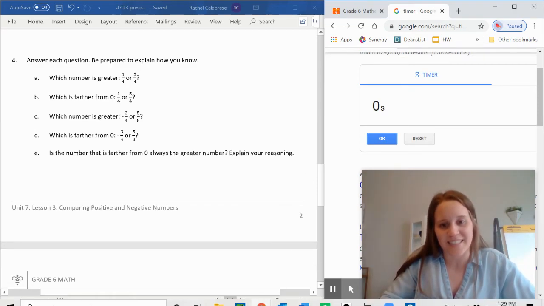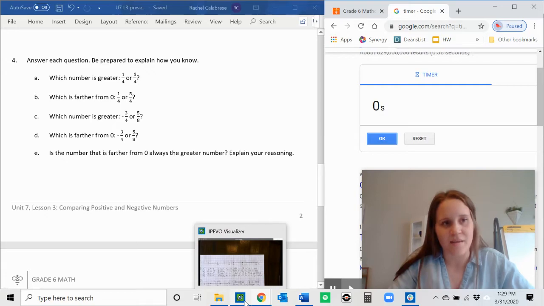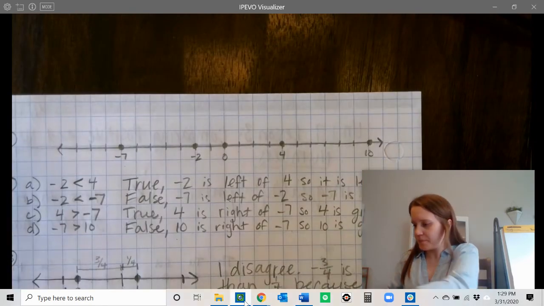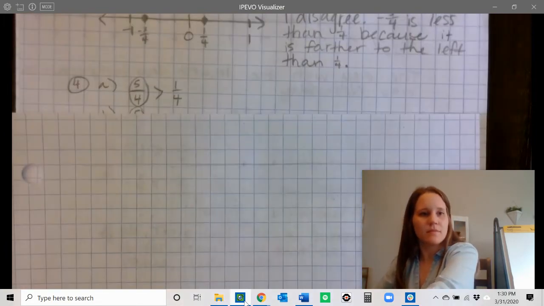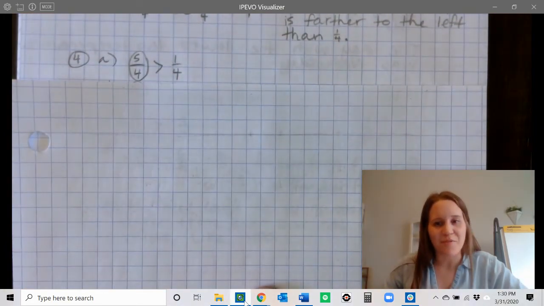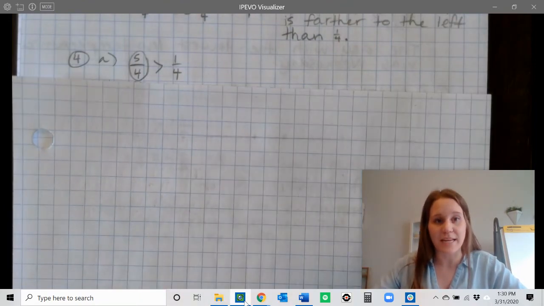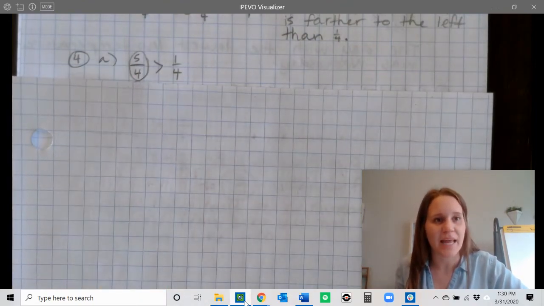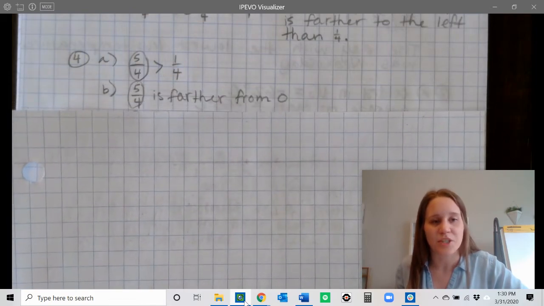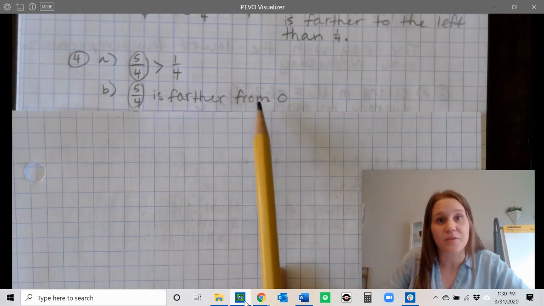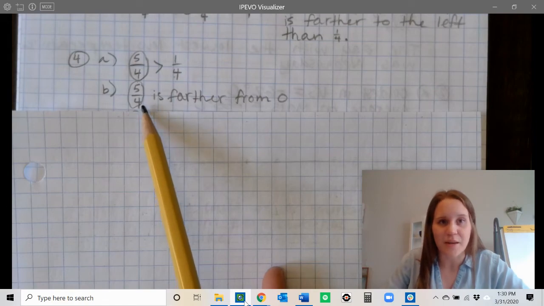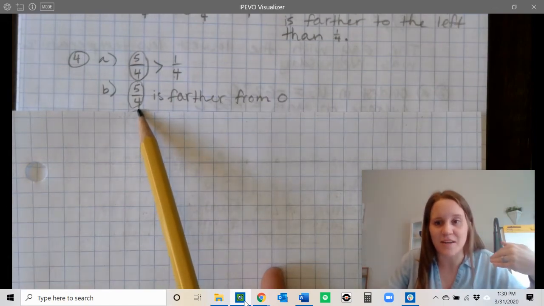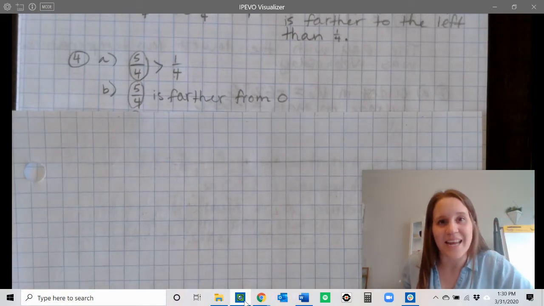All right, folks, let's review. The first question says, which number is greater, 1/4 or 5/4? Here's my thinking. I said that 5/4 is greater than 1/4. Remember, greater means farther to the right, and 5/4 is farther to the right on a number line. B, the question said, which of those two numbers, 5/4 and 1/4, is farther from 0? 5/4 is farther from 0. This is just review of elementary school number line stuff to make sure you've still got it now that we've been talking about negative numbers. Let's get into some negatives.